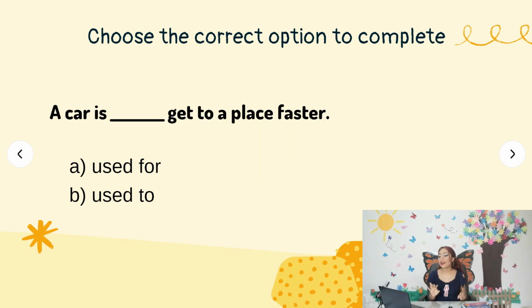Then, a car is blank to get to a place faster. A, used for, B, used to. Which one is the correct answer? If your answer was, this is really easy, used to, that's correct because our verb is get and it is not in ing. You just need to pay attention. Oh, okay, it's in ing? No, it doesn't have ing, so it's an infinitive. A car is used to get to a place faster, and that's it.